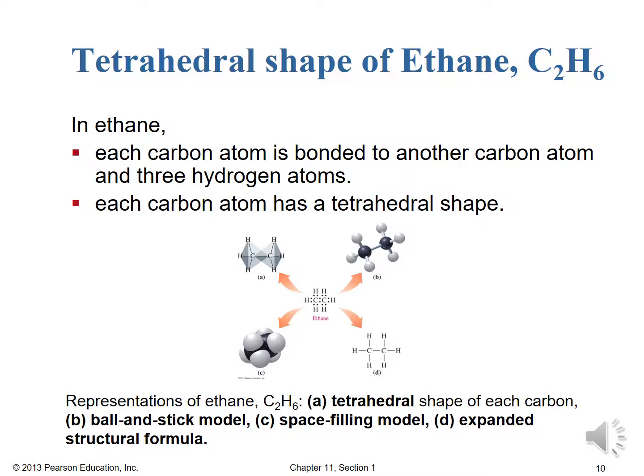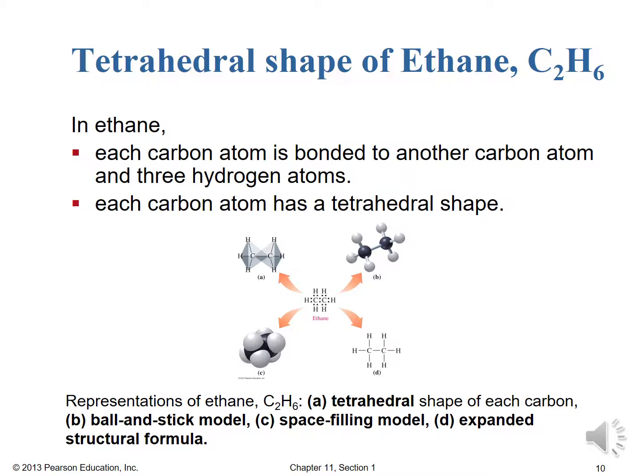We had our simple tetrahedron of CH4 for methane. If we just go up another carbon atom into ethane, again the second simplest hydrocarbon, we have now each carbon atom bonded to another carbon atom and then to 3 hydrogen atoms.